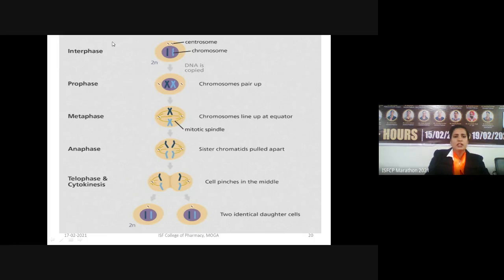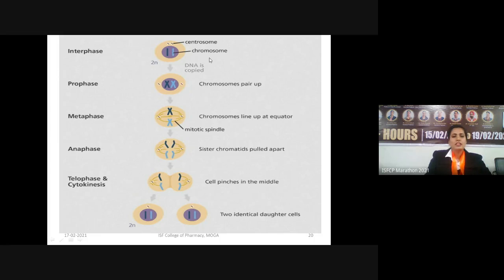First step is the interphase. During this phase the DNA is copied. The second phase is known as the prophase, in which the chromosomes are paired up. Here these are single chromosomes, and the pairing of the chromosomes into an X-like structure takes place. Earlier the centrosomes were not at opposite poles to one another, but during the prophase the centrosomes start moving to the opposite poles.